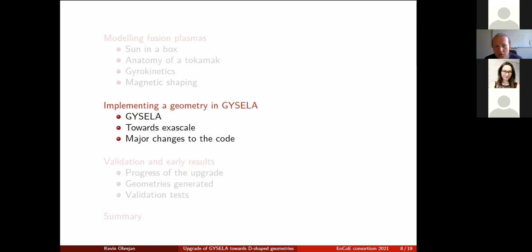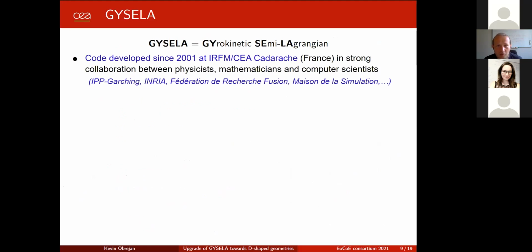Now when it comes to GYSELA and the implementation of geometry that we are taking care of, GYSELA stands for gyrokinetic semi-Lagrangian, a reference to its core scheme for the time integration. It's a code that has been developed for about 20 years now, mainly in our research lab in IRFM in the CEA of Cadarache. But it also relies on strong collaborations between physicists, mathematicians, and computer scientists in Germany, Switzerland, and France.